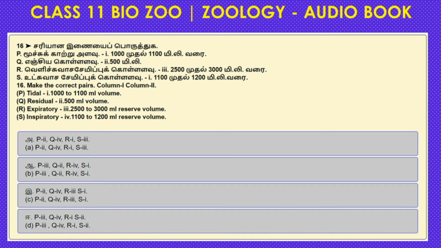Question number 16. Make the correct pairs. P. Tidal volume. 2. 500 milliliters volume. Q. Residual volume. 4. 1100 to 1200 milliliters reserve volume. R. Expiratory reserve volume. 1. 1000 to 1100 milliliters volume. S. Inspiratory reserve volume. 3. 2500 to 3000 milliliters reserve volume. Answer to this question number 16 is option A.